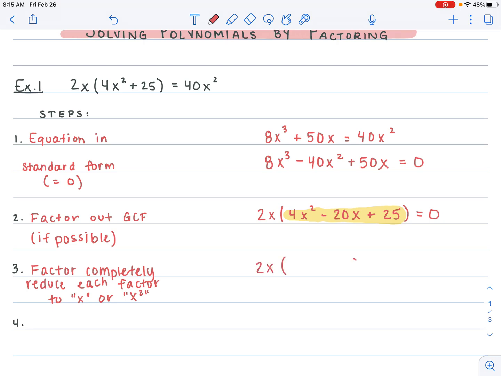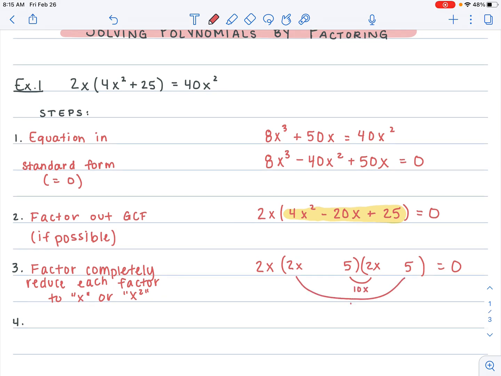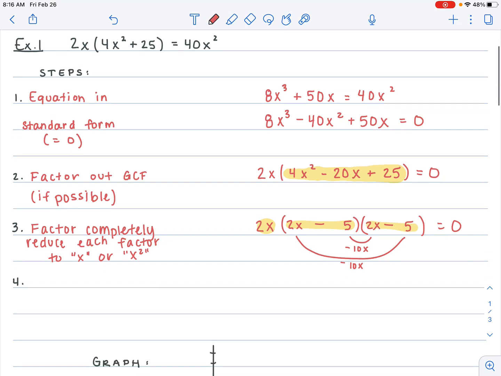So I've got 2x, parentheses. I'm going to ask myself, what times what gives me 4x squared? Well, 2x and 2x give me 4x squared. What times what gives me 25? Well, 5 and 5 does. And I wanted to get to negative 20. So let's see, I've got 5 times 2x, which is 10x, and 2x times 5, which is 10x. If I want to make those into negative 20, both of those have to be negative. Okay, and I think that's completely factored because each factor is an x or x squared. This is factor 1, it's an x, so it's completely reduced. Another factor down to x, and another factor, so we're completely factored here.